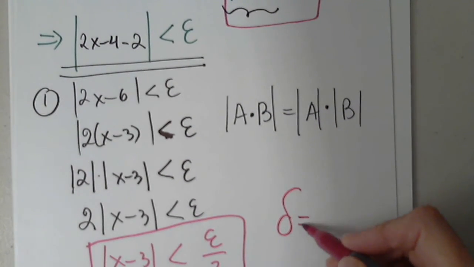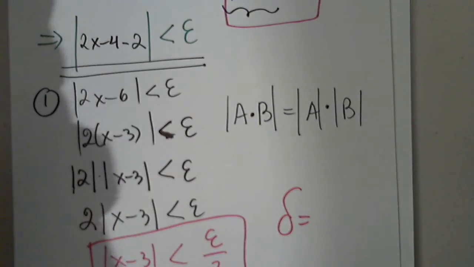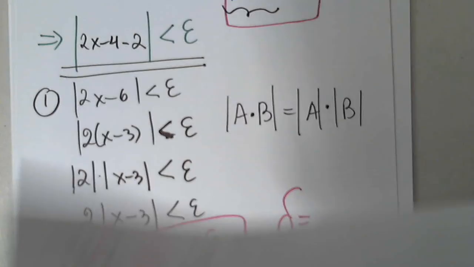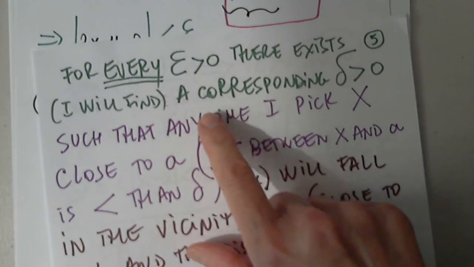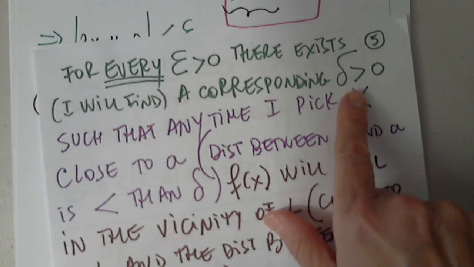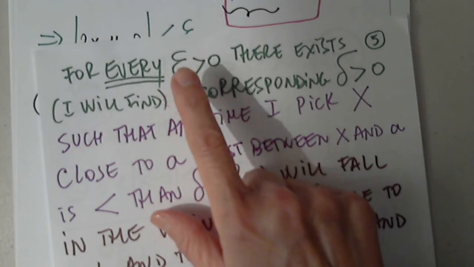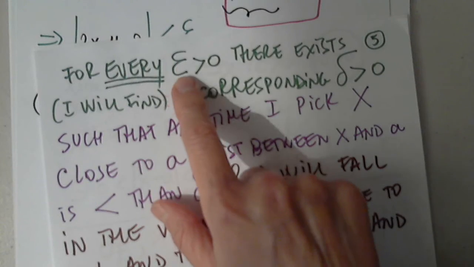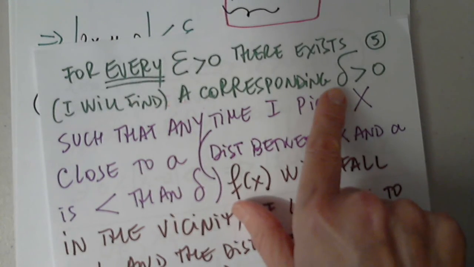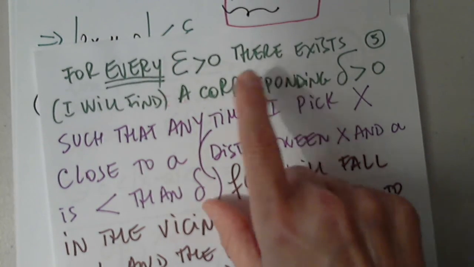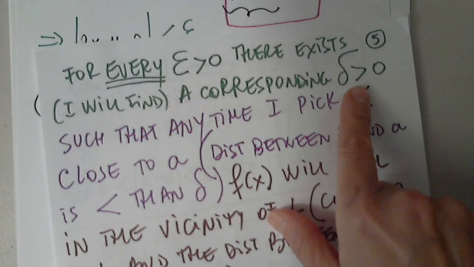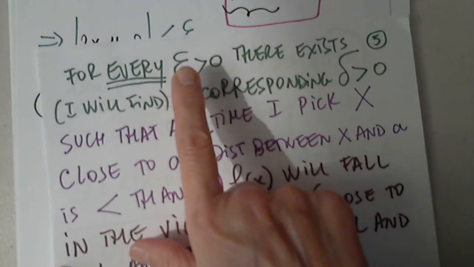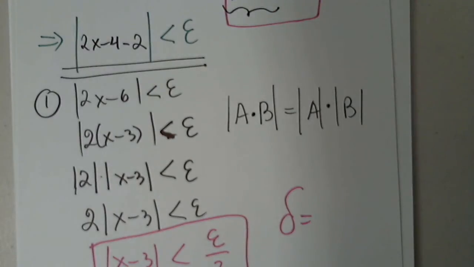And how much is delta? And remember, we said that from the very beginning. For every epsilon, I will find the corresponding delta. Delta depends on epsilon. If epsilon is 0.1, maybe delta is 0.3. If epsilon is 0.2, maybe this is 0.03. So delta will always depend on epsilon.